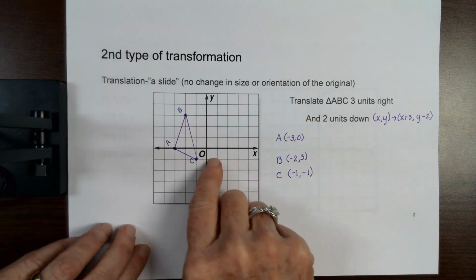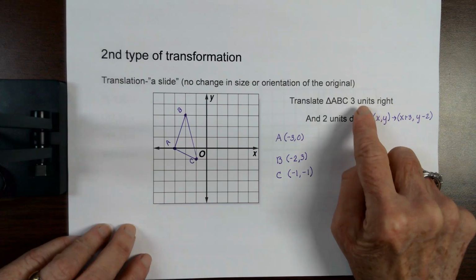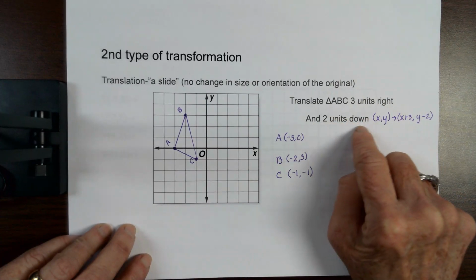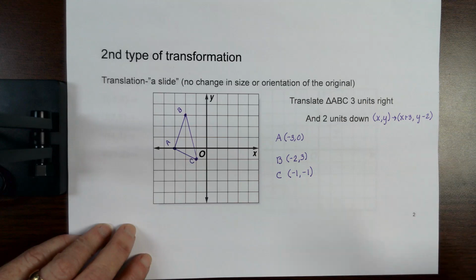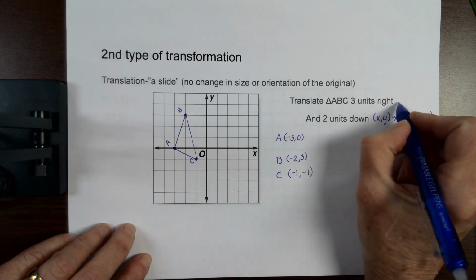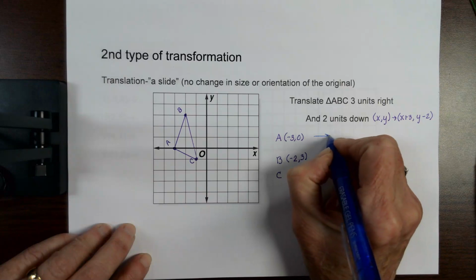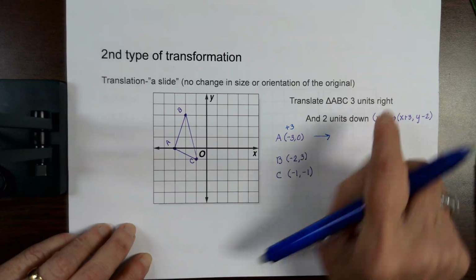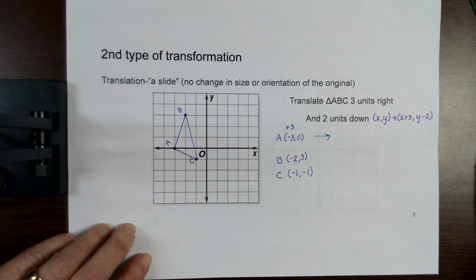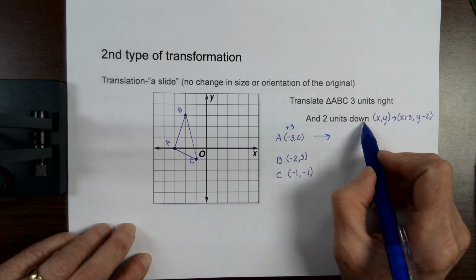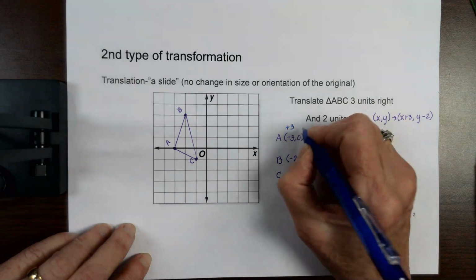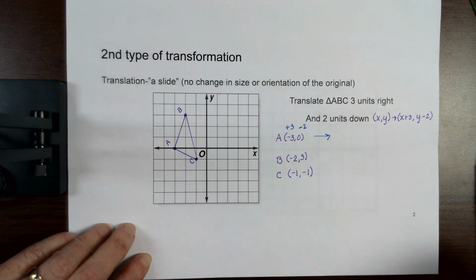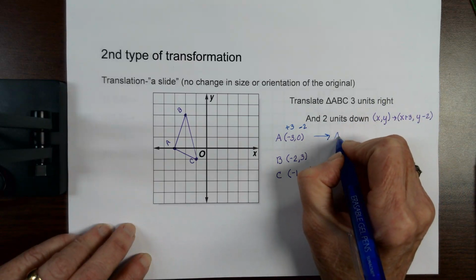So let's say we want to take this original and we want to translate it 3 units to the right and 2 units down. Well, going right or left is going to affect the x. So I'm going to add 3, because I go 3 to the right, so that moves it in a right direction or a positive direction by 3, and 2 units down is going to affect the y. So I'm going to add a -2 to my y values, because it's going to go down to get my new points.